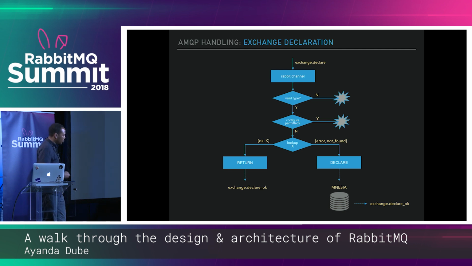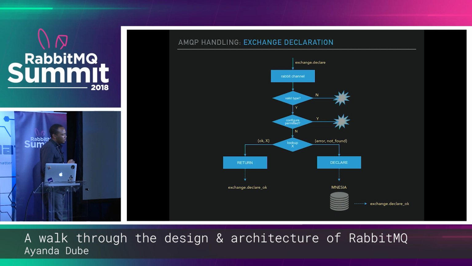Is the configure permission there? Does the user have a configure permission for the exchange, right? And if it doesn't, obviously it will fail. I think I mixed that up. Basically, it will check the permissions for the user to create an exchange, right? And if the user does have permissions, so yeah, I'm supposed to swap that around, it will look up the exchange. If it's there, it will return it. If it's not there, it will create it, insert it, then return to the client.